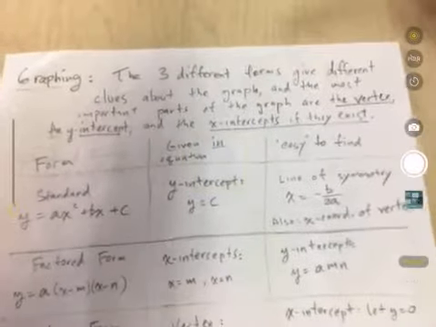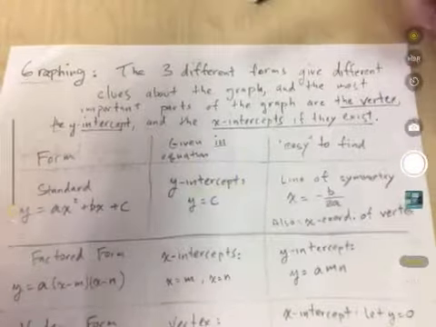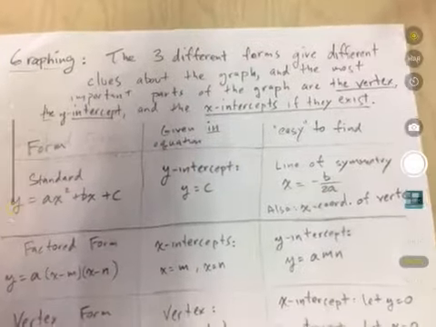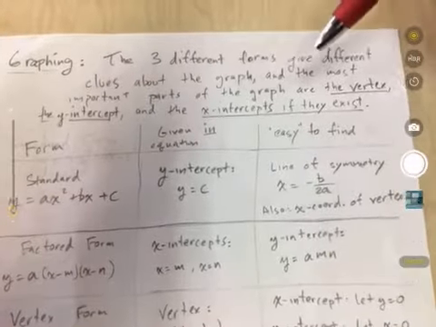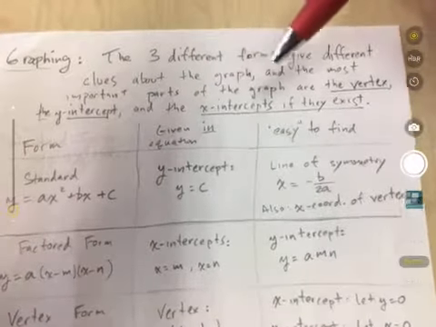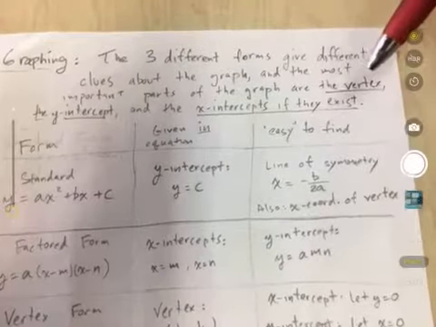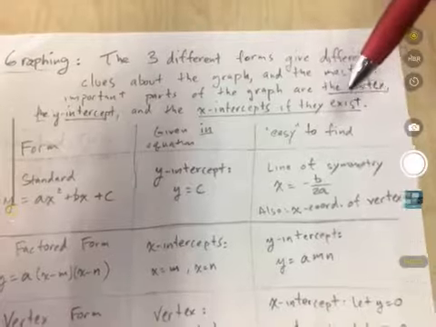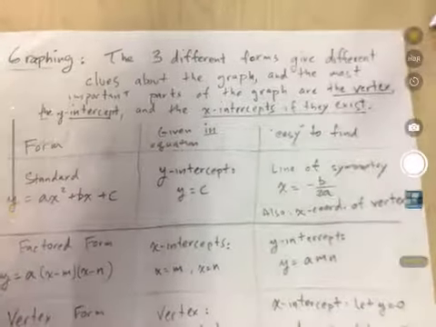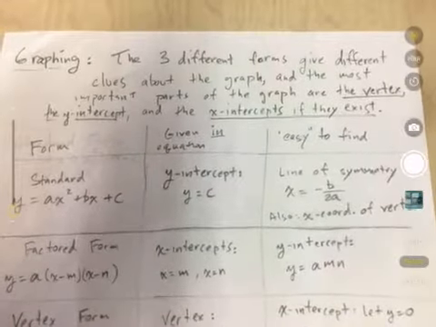This time our discussion of quadratic functions will mostly be concerned with graphing. All right? And again, we're going to look at the three different forms of quadratic functions that we have and what those three different forms tell us about the graph. The three different forms all give us different clues about the graph. And the most important parts of the graph, for our purposes anyway, are the vertex, the y-intercept, and the x-intercepts, if they exist. And these are the points that really just help us get an actual image of the graph.